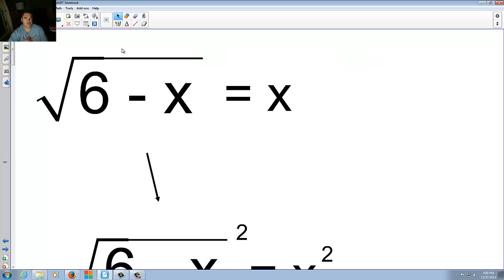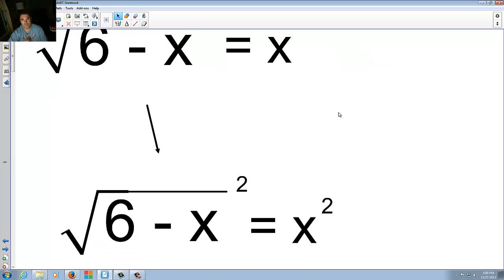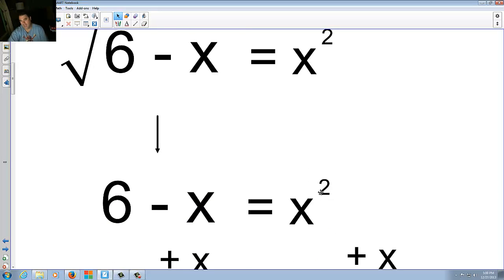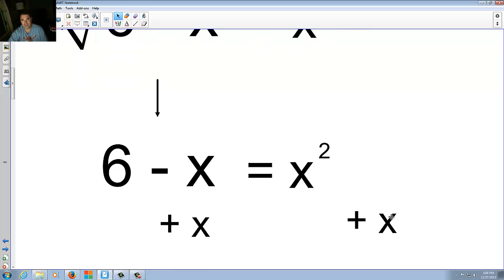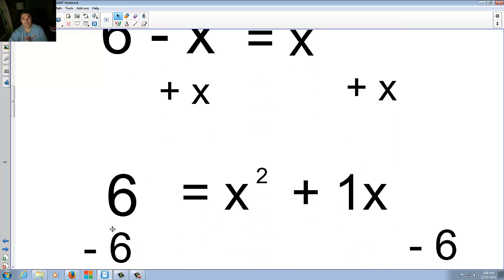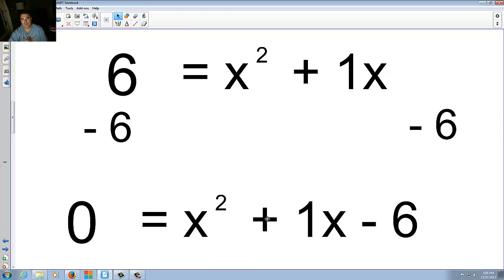This one here, square both sides. So I get 6 minus x all by itself, and this becomes x squared. Now what do you do here? Well, let's move it all over. It doesn't matter which side you move it over, but I like keeping my x squares positive. So add x, so now you get x squared plus 1x equals 6. Minus 6, x squared plus 1x minus 6.